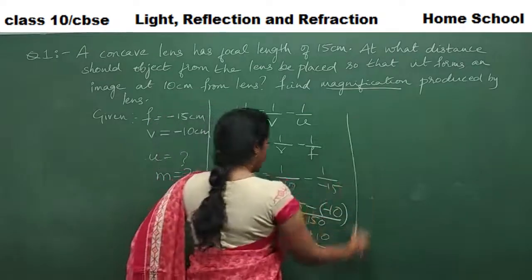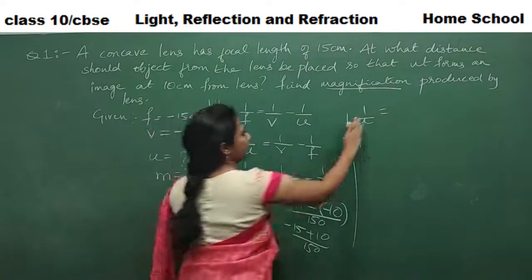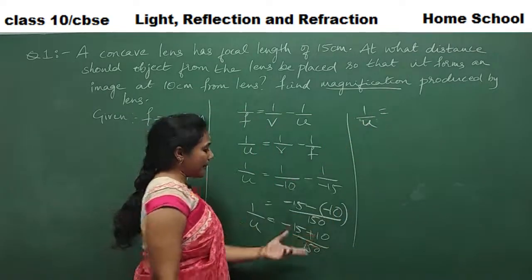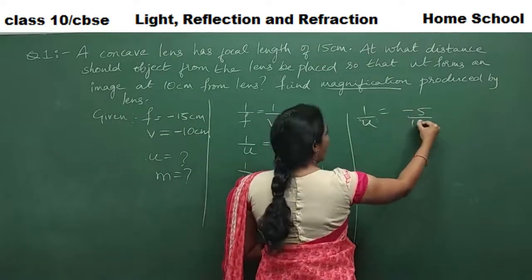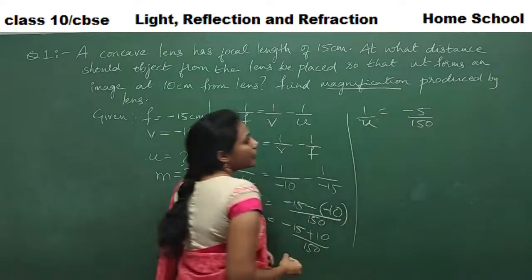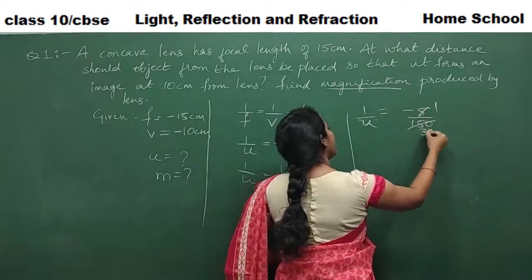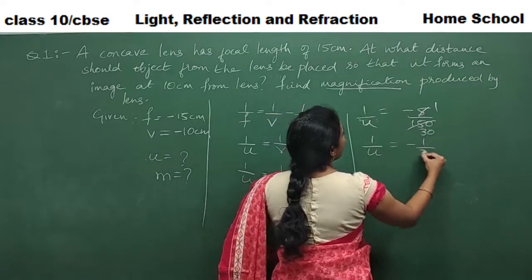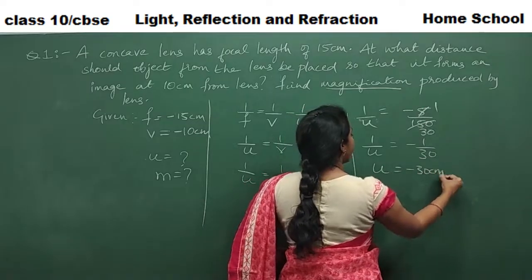So you would get, let me write properly, 1 by u is equal to minus 15 plus 10. It is minus 5 by 150, right? So that will be 5 ones are 5 and 5 threes are 15, 0, right? So 1 by u is equal to minus 1 by 30. So u is equal to minus 30 centimeter.